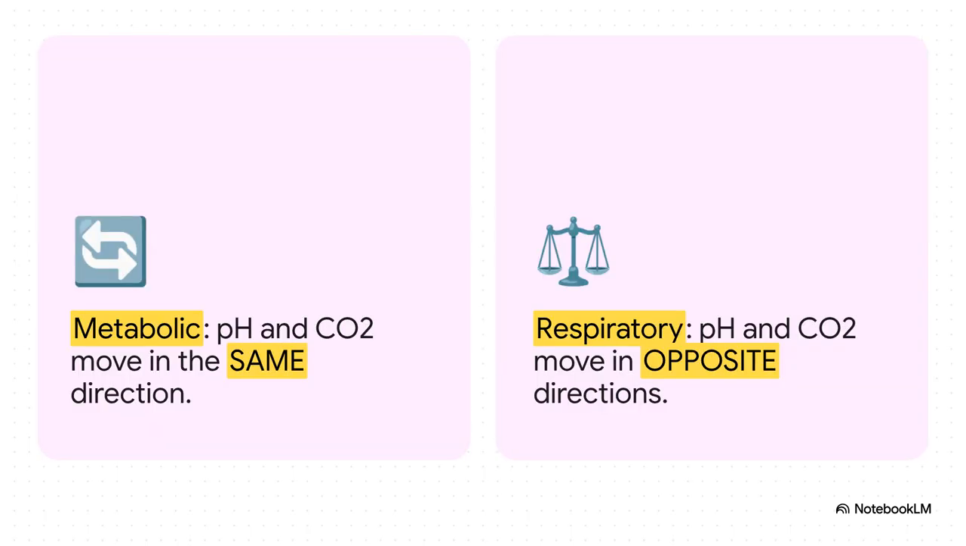And here is how we profile that primary suspect. Just watch how the pH and the CO2 move. If they're moving in the exact same direction, so both up or both down, the primary suspect is metabolic. But if they're moving in opposite directions, kind of like a seesaw, you've got a respiratory offender on your hands.